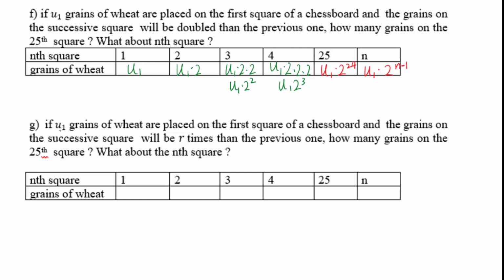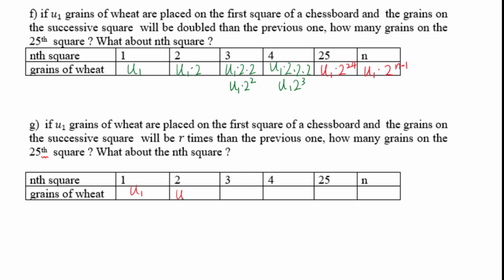If 1 grain of wheat is placed on the first square of a chessboard, and the grains on each successive square will be r times the previous one, how many grains are on the 25th square? What about the nth square? For the first square, we have u₁.